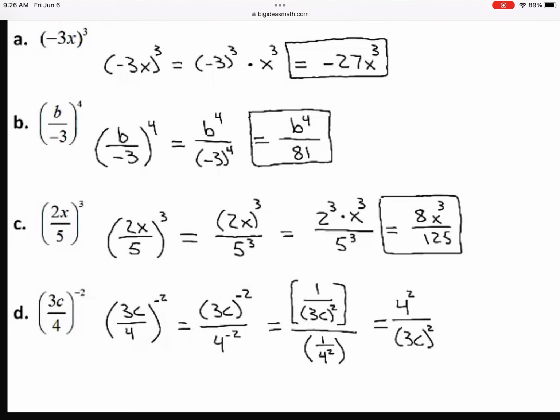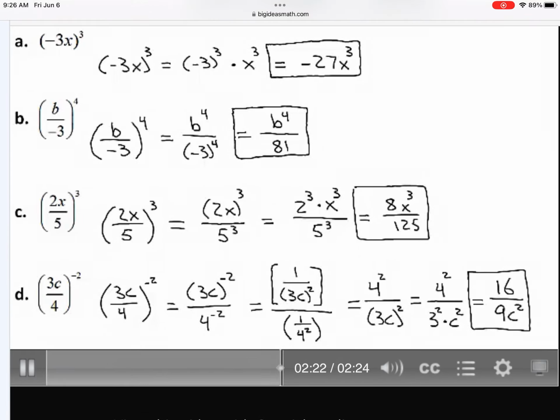The power of a product property says that to find the power of a product, find the power of each factor and multiply. So the expression simplifies to 4 to the second power divided by the quantity 3 to the second power times c to the second power, or 16 divided by 9c to the second power.